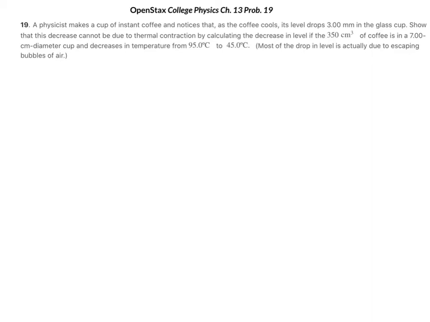Show that this decrease cannot be due to thermal contraction by calculating the decrease in level if the 350 cubic centimeters of coffee is in a 7 centimeter diameter cup and decreases in temperature from 95 degrees Celsius to 45 degrees Celsius. Most of the drop in level is actually due to escaping bubbles of air.